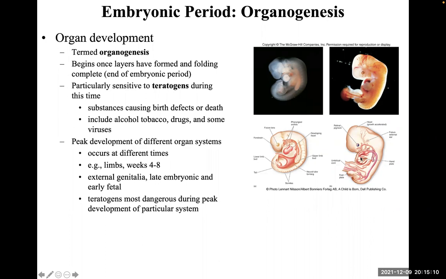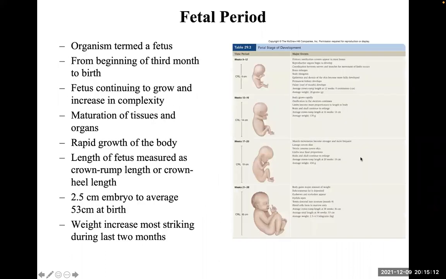And then what happens during the fetal period, which begins at week 9, is you get further differentiation and further development, and then growth. That is kind of the hallmark of the fetal period. So the fetal period goes from week 9 through week 38.